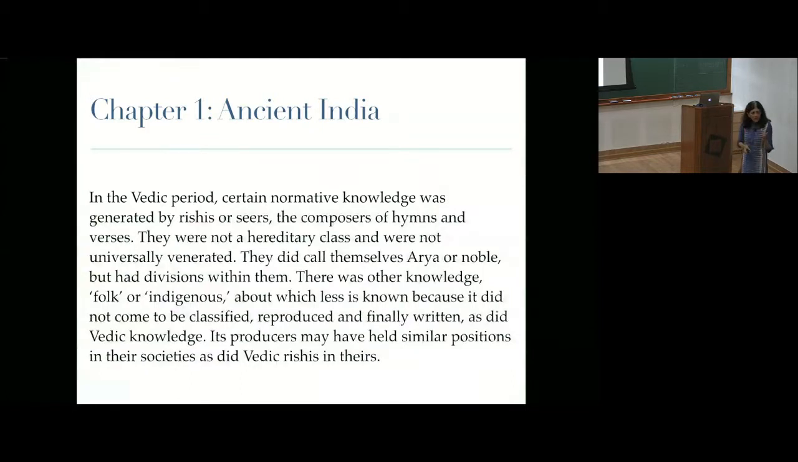So there are three sub-periods within the ancient period. One is the Vedic, then is the Buddhist, and then is the so-called classical or Hindu.